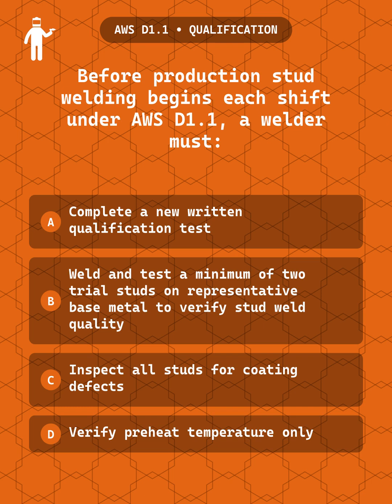Question 8. Before production stud welding begins each shift under AWS D1.1, a welder must do what? Is it A, complete a new written qualification test, B, weld and test a minimum of 2 trial studs on representative base metal to verify quality, C, inspect all studs for coating defects, or D, verify preheat temperature only?